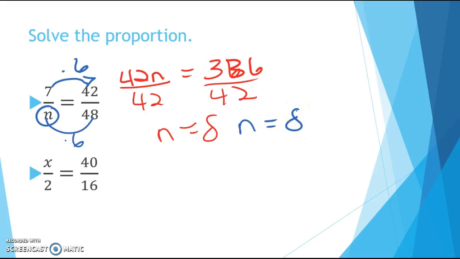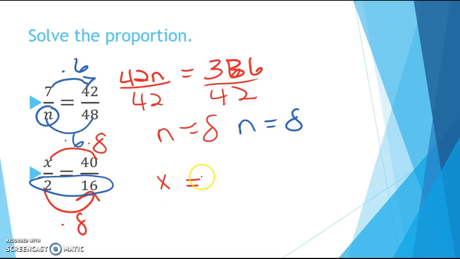So let's do it that second way that I talked about for the next problem. We have x over 2 is equal to 40 over 16. So let's look at the two values that we know, 2 and 16. What can I multiply by 2 to get 16? The answer would, of course, have to be 8, which means over here we need to think about a number that we can multiply by 8 to get 40. So x would have to be equal to 5. Now, if this way doesn't make sense, you can always do the cross product way. You would circle 2 and 40, then you would circle x and 16.